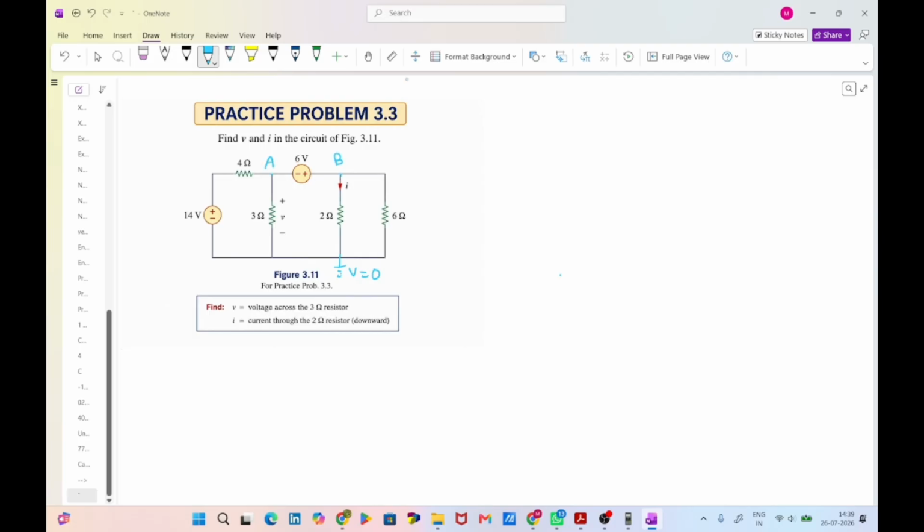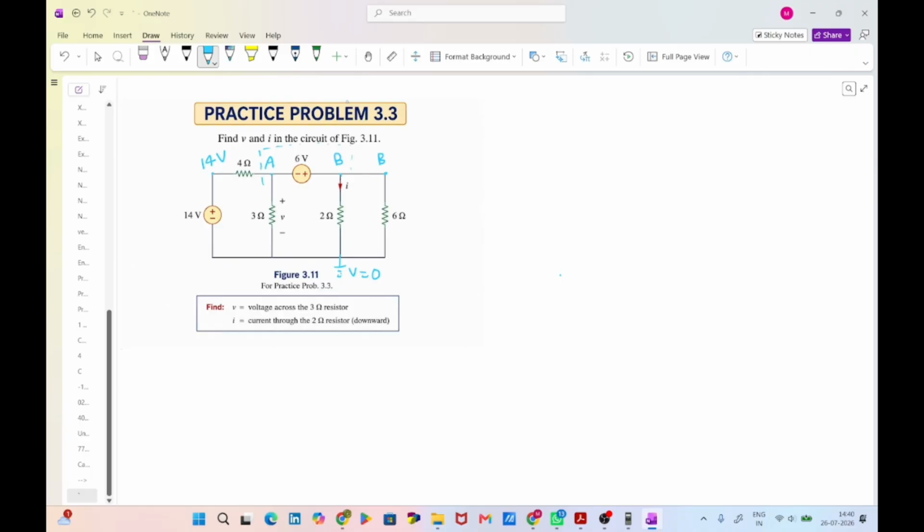Here it is 14 volt, because there is no loss of voltage. There is no resistor, that means it will become 14 volt here. This one is also B, because there is no resistor present here. Let us write the circuit after applying the supernode. We apply the supernode to this A and B.